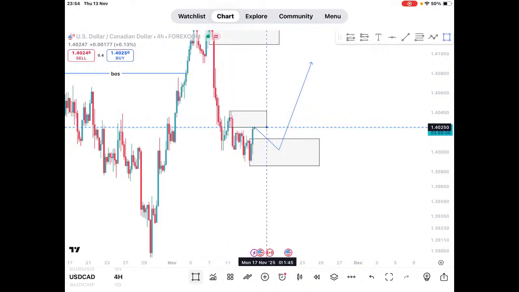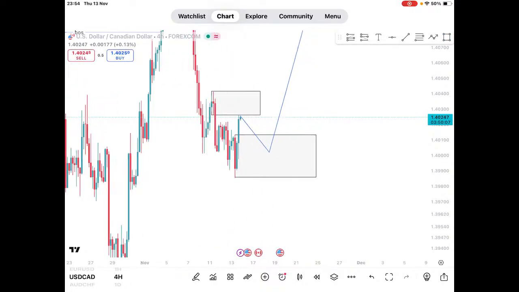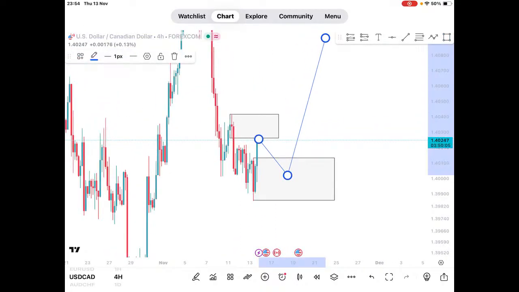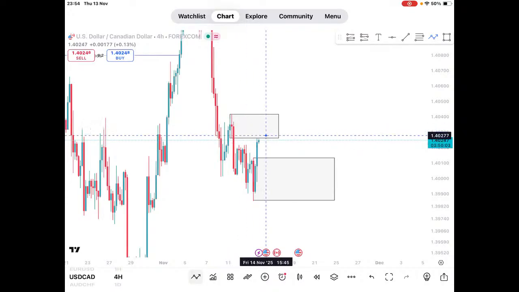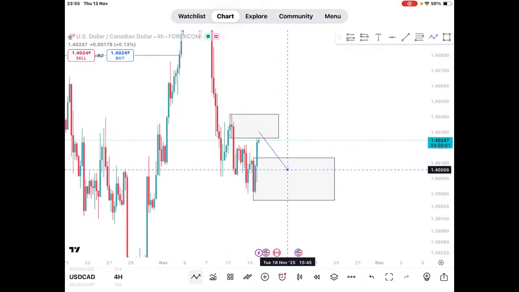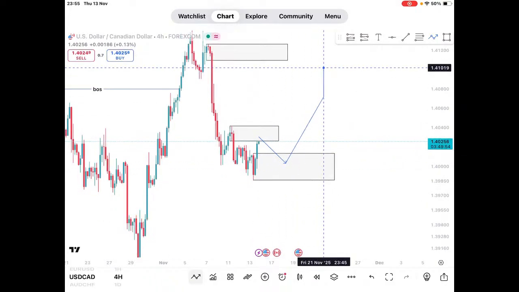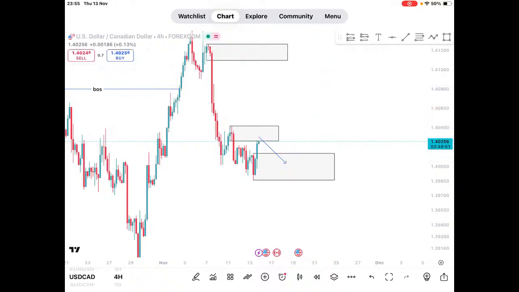We are going to sell from this. What I'm expecting is USD to sell from this zone, react into this, and give us a lower time frame confirmation and up. It's as simple as that.